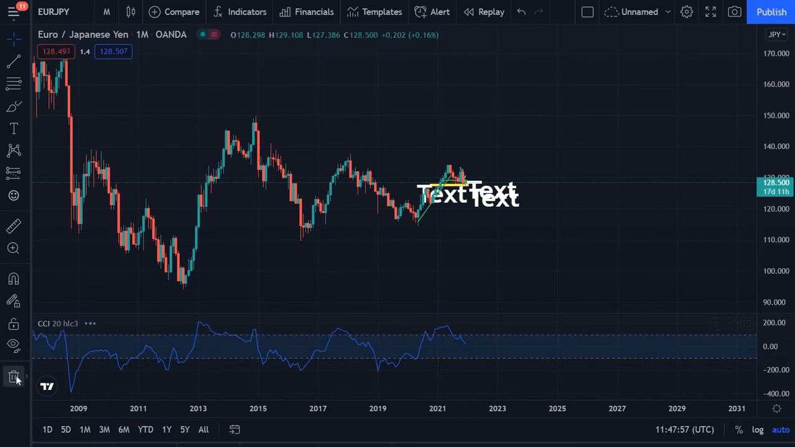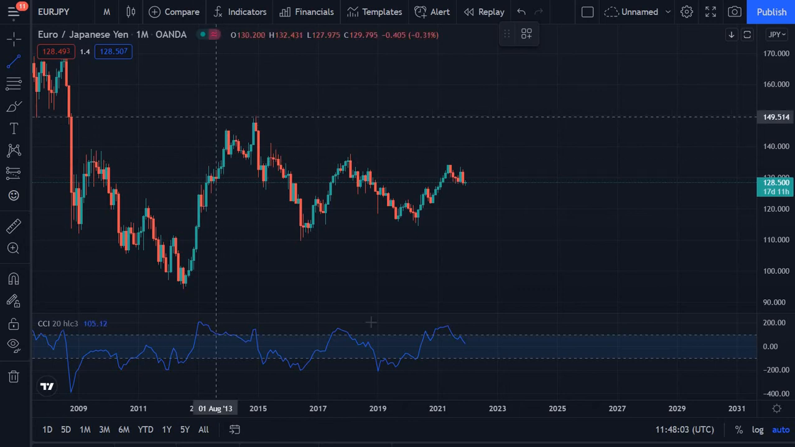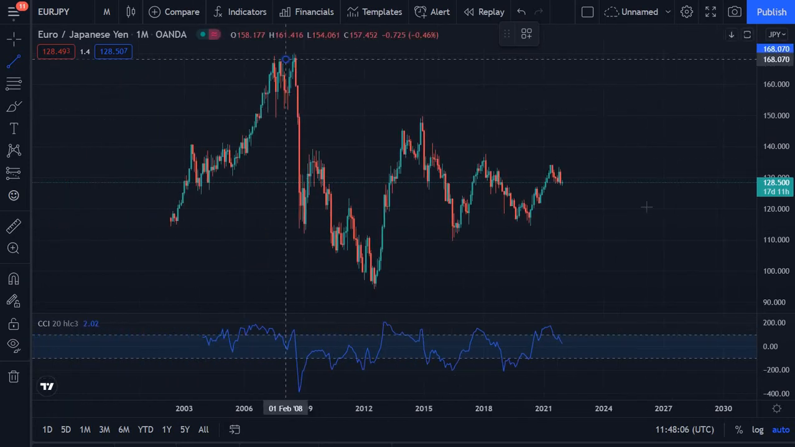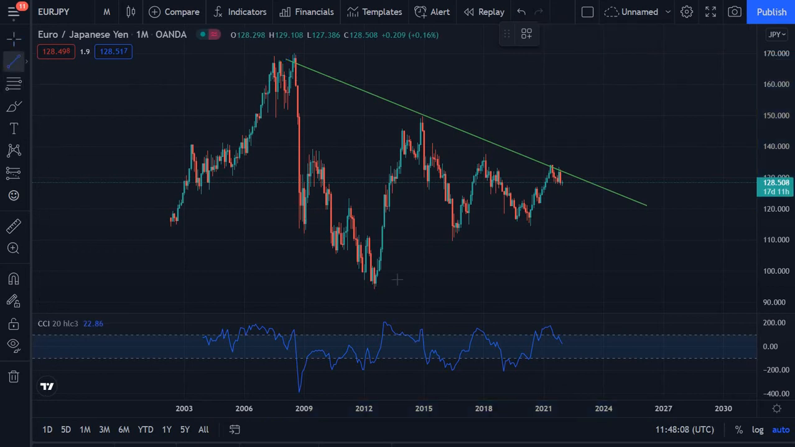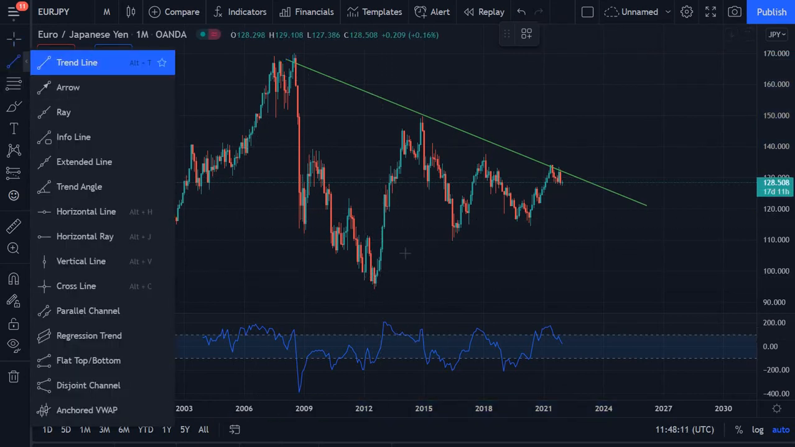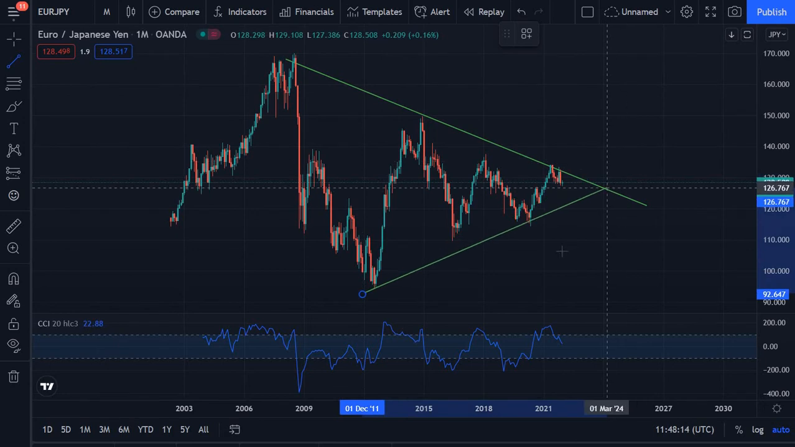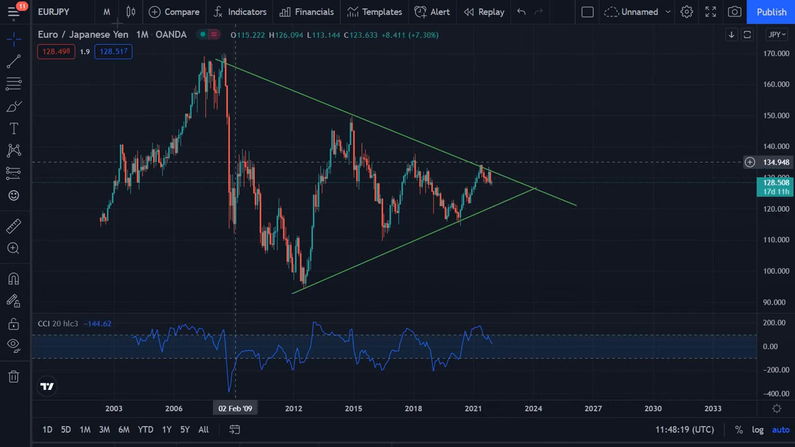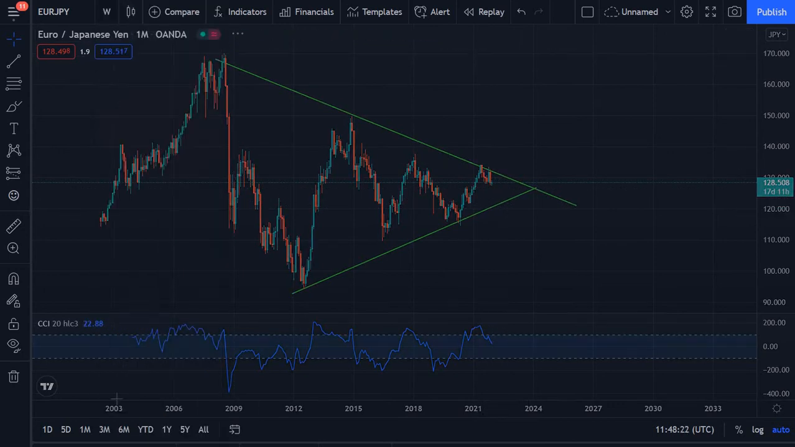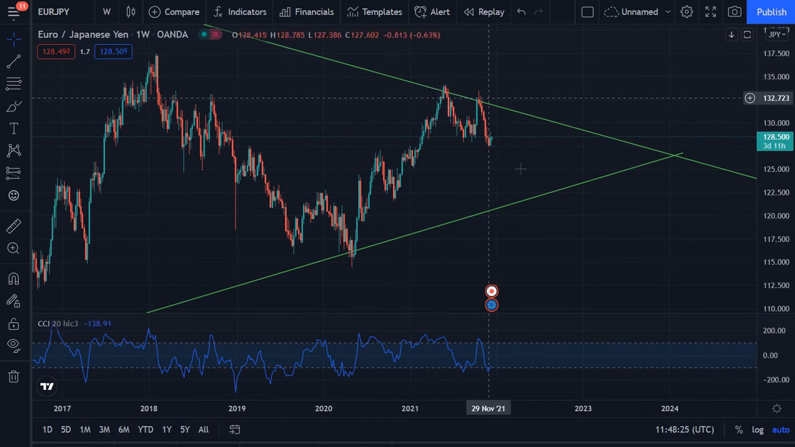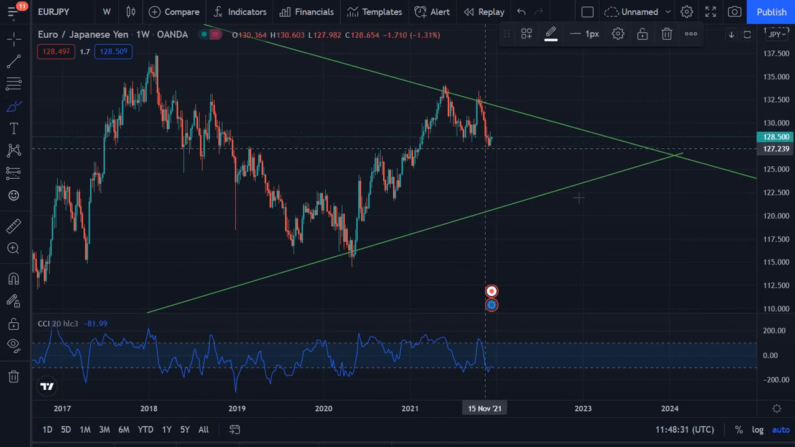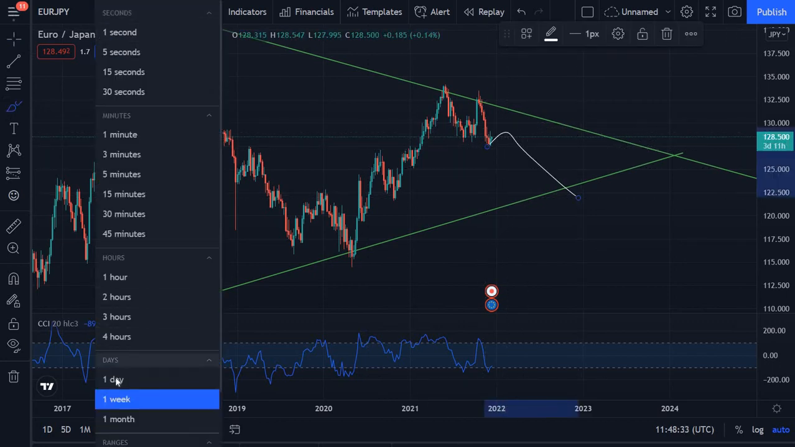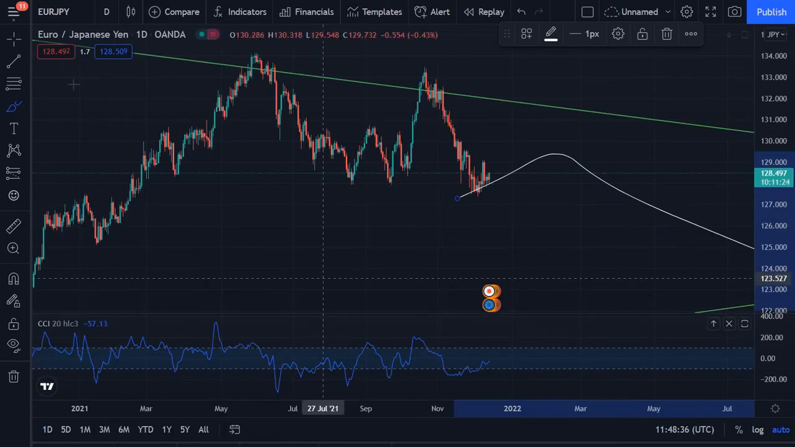Well, pretty much here, going lower kind of. Again in some sort of a triangle here. Once we break out, we could see a move to the higher side, but now there's more room to the lower side. On the weekly here, double top, kind of bearish movement. So something like this would be the option here.